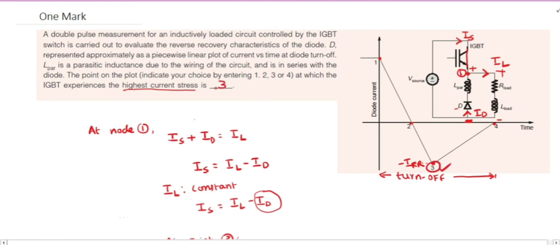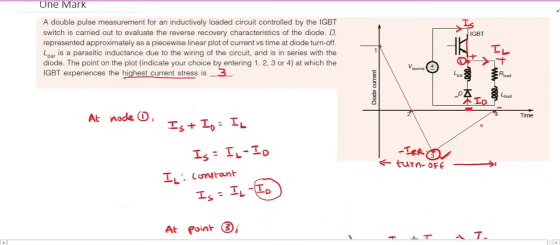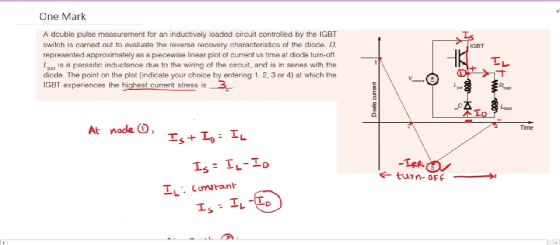At point 3, the IGBT experiences the highest current stress, because at point 2, the diode current is 0. If the diode current is 0, simply I_S is equal to I_L only. Now at this point also I_S is equal to I_L only. So the IGBT experiences the maximum current stress at point 3, because here it is the peak reverse recovery current minus I_RR. So from this it is simply I_L plus I_RR, which is the maximum current stress. Answer is 3.